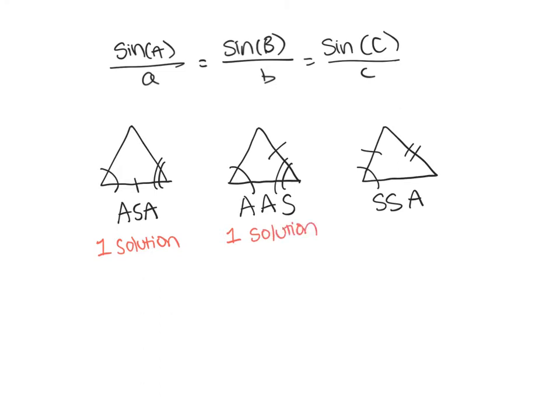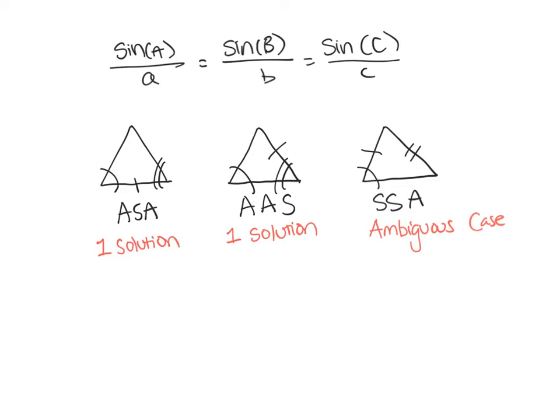So in these two situations, no matter what, you draw your triangle, it's automatically one solution, you solve for the triangle using the formula above. But for side, side, angle, that's when we have the ambiguous case, meaning that you're either going to have 0, 1, or 2 solutions. And that can be determined in two different ways.